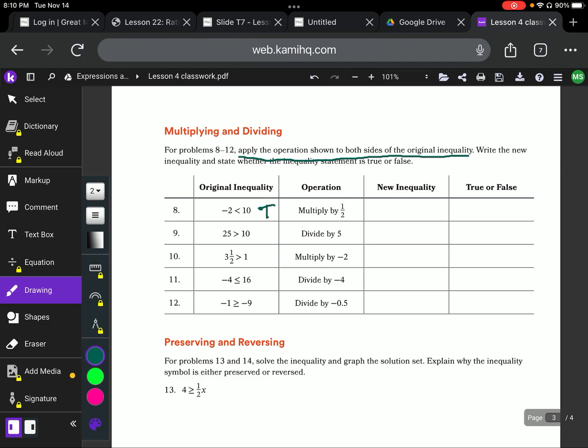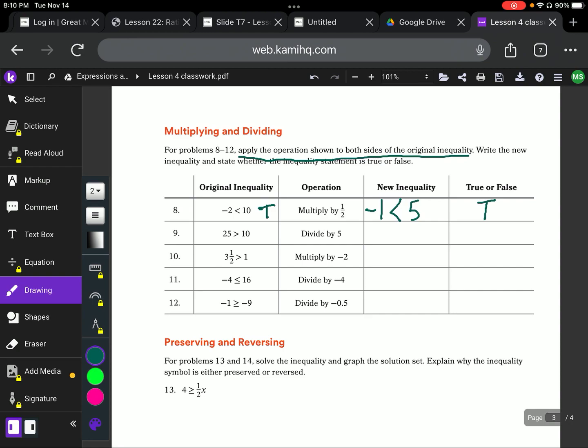So if I multiply both by a half, -2 times a half is -1. Is -1 less than 10 times a half, which is 5? Is -1 less than 5? Yes, it is. So it was true to start, and it's true to finish.